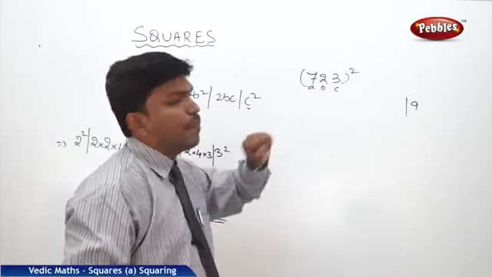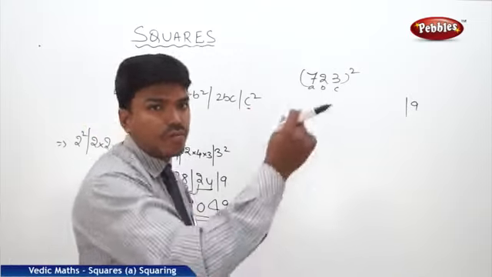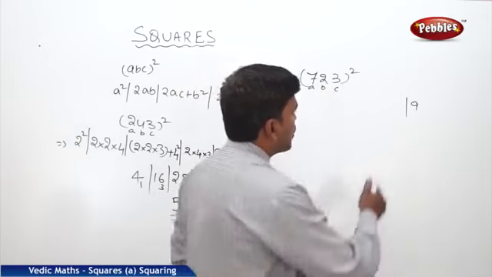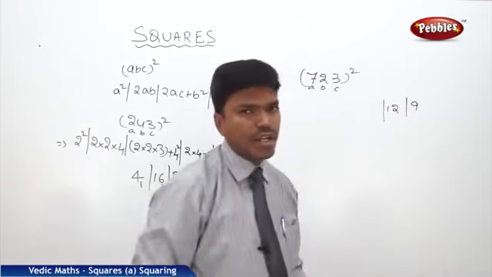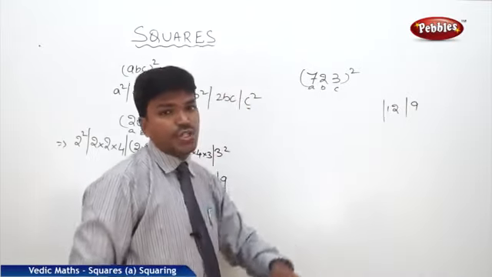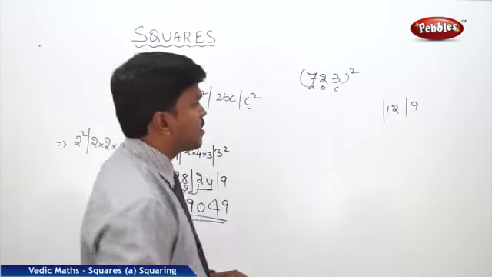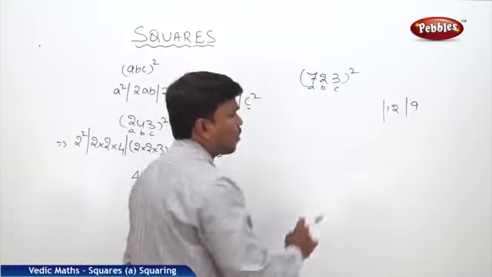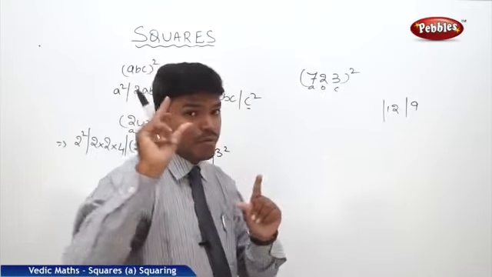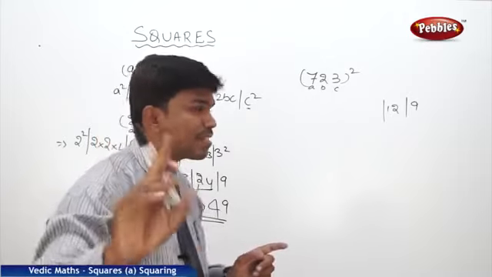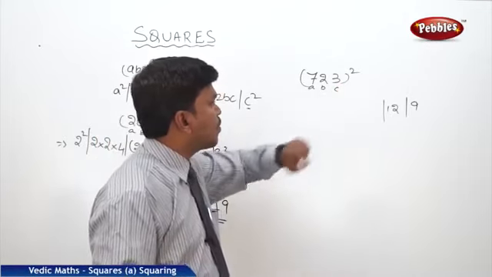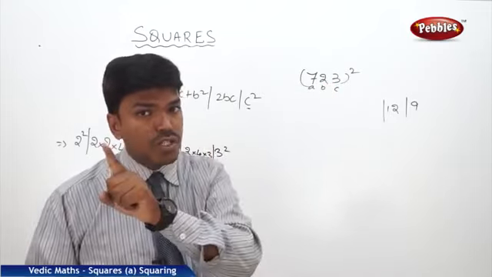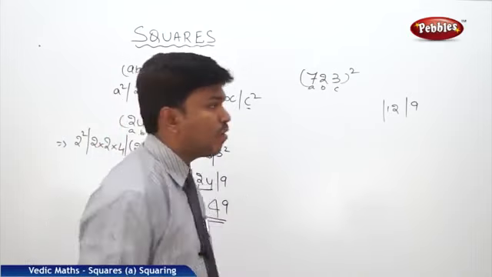Now 2a, how much? 2bc. If you start from, what is the next step? 2bc. 2bc means 2 into 2, 4. 4 into 3, 12. 2bc is 12. Next, 2ac plus b square. First you need to calculate 2ac. So 2 into 7 into 3. 2 7s are 14. 14 3s are 42. 2ac means 42. You need to remember 42 for some time. 42, keep in the mind, plus, sorry, b square. So what is b square? 4. So keep what is there in the mind? 42. 42 plus 4, 46.